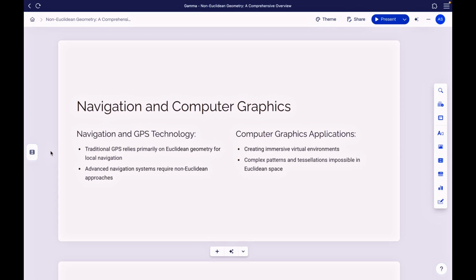Traditional GPS relies mostly on Euclidean geometry for local navigation. But advanced navigation systems with pinpoint precision over huge distances or to account for curved surfaces require non-Euclidean approaches, especially elliptic geometries, as the Earth is a sphere. There's also computer graphics: creating immersive virtual environments and animating things very well requires a study and knowledge of non-Euclidean geometries. Also, complex patterns and tessellations in video games are pretty much impossible in Euclidean space. And that's why this universe is not flat.